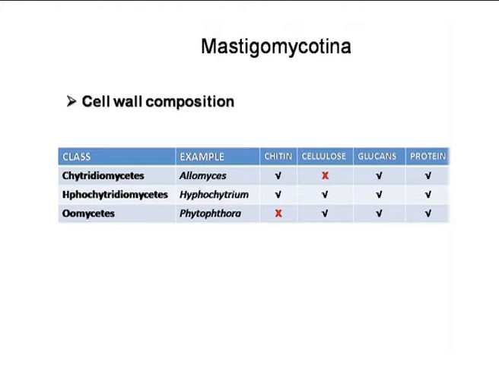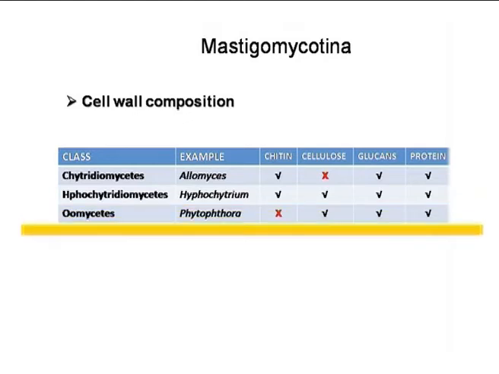But the group Eumycetes is devoid of chitin in their cell wall, and naturally their cell wall is composed of only glucan and cellulose. As you can see, in Chytridiomycetes, chitin is present, cellulose is absent, glucan is present. In Hypochytridiomycetes, chitin, cellulose, and glucans all are present, but in Eumycetes, chitin is totally absent. Sometimes these chemical characteristics help the mycologist to solve morphogenetic problems.